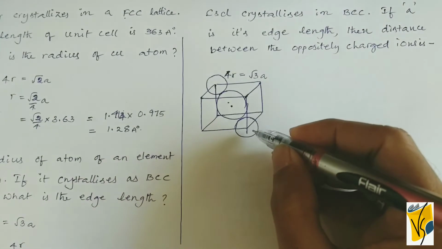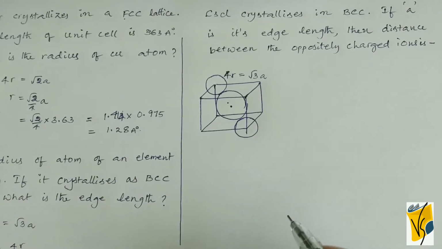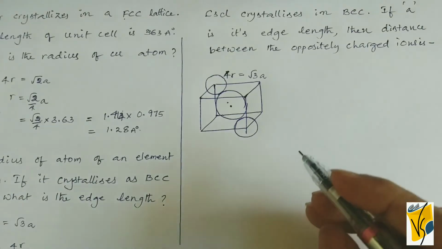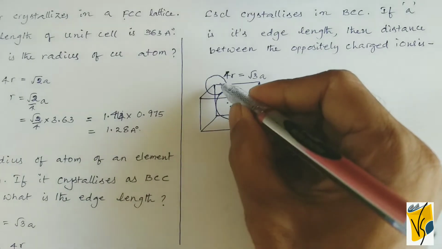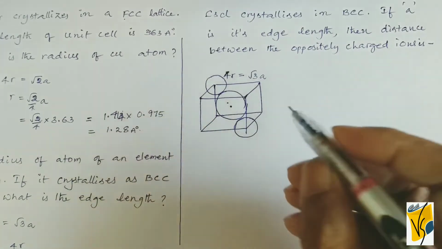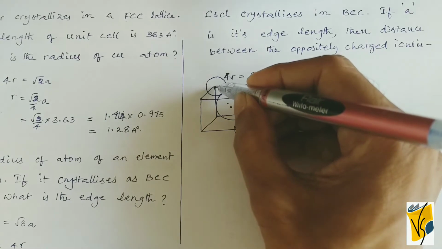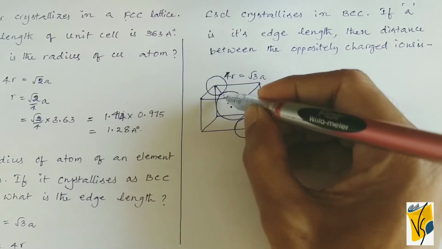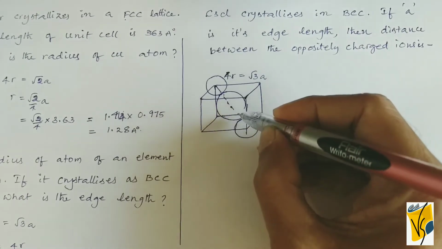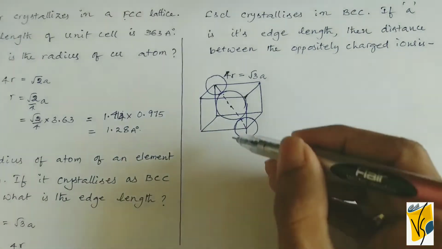So this is the structure of cesium chloride. Each cesium ion is surrounded by 8 chloride ions, and each chloride ion is surrounded by 8 cesium ions, right? So this is the anion, or you can take it as a cation surrounded by anions, right? So if you consider the body diagonal, this is the body diagonal, and how many radii will be there?